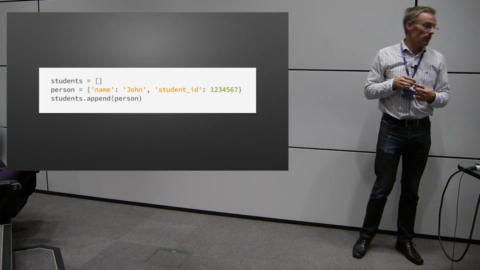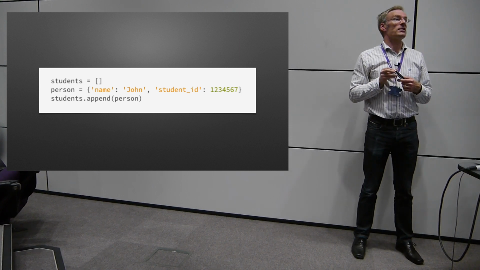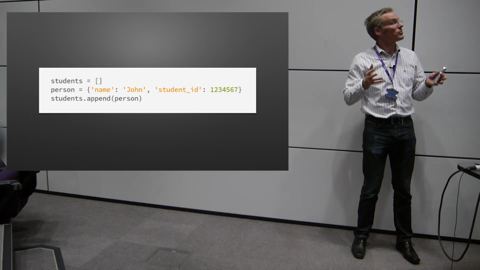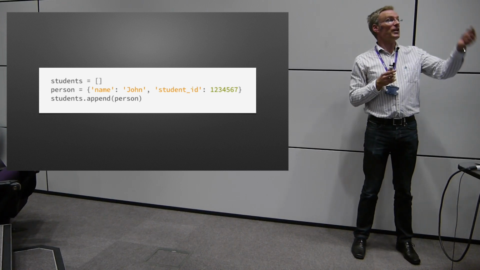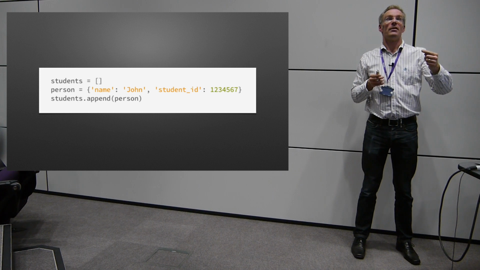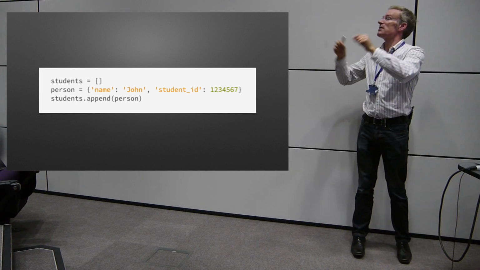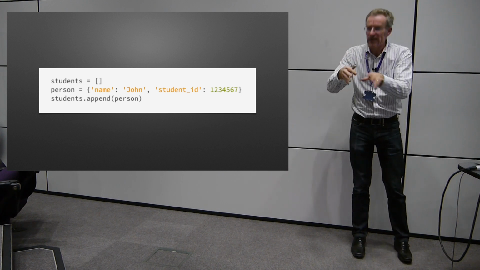So here's an example of an array. I create an empty array, I create a dictionary which contains my name and my student ID, and I add the whole dictionary into my array. So I now have one index in my array which contains a dictionary, so you have to break it down into small pieces.